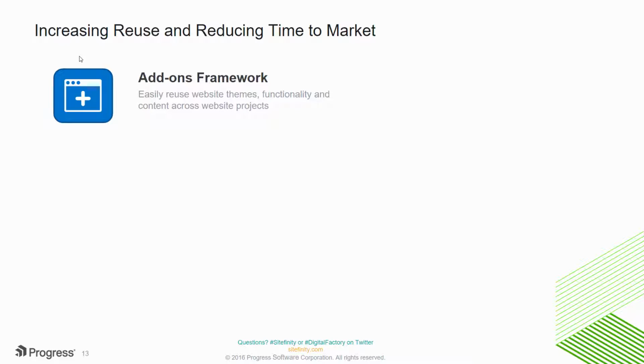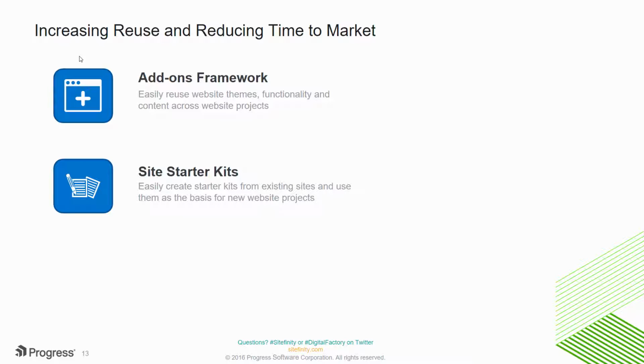So the new Add-Ons Framework that we're making available with this release is super important for building customizations to the CMS going forward, so that you can easily reuse those website themes, templates, functionality, and content across multiple website projects, as well as package those add-ons in a starter kit, so that when you want to create a new website, you don't have to start from scratch, and that starter kit can contain content, templates, and so forth.